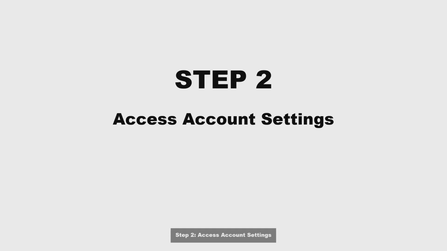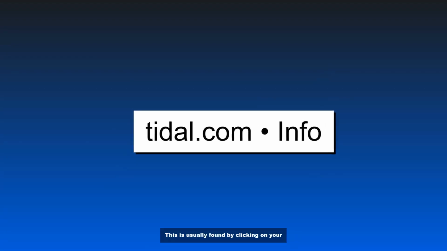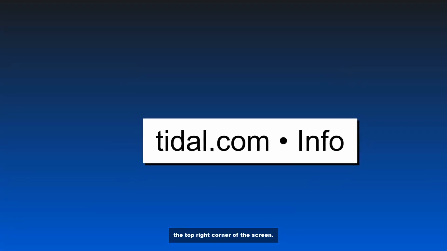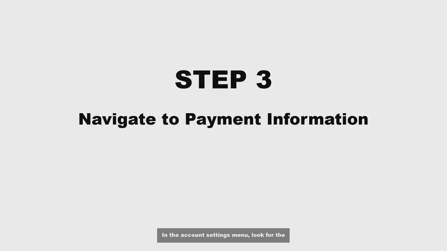Step 2. Access account settings. Once logged in, go to the account settings. This is usually found by clicking on your profile icon or name, typically located in the top right corner of the screen. Step 3. Navigate to payment information.